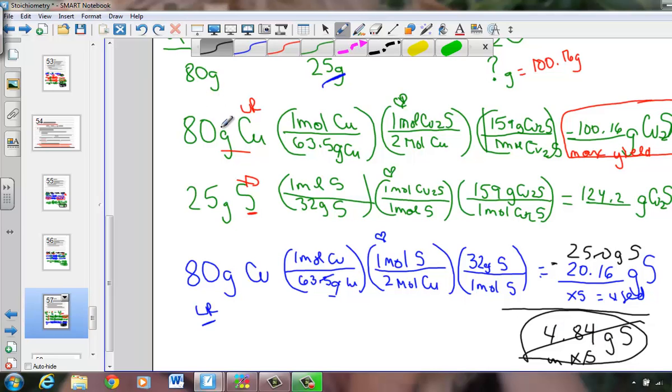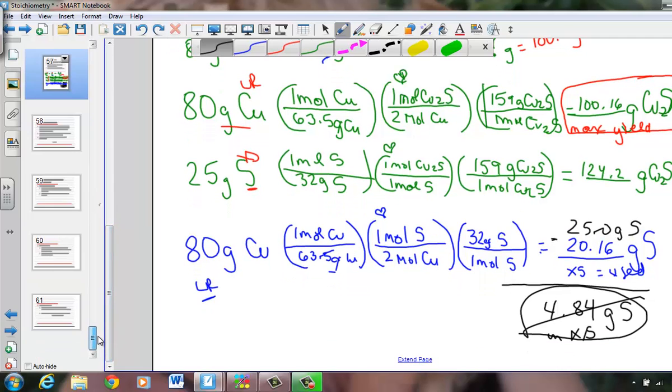There is no limiting reagent left over. The definition says it's gone. When it runs out, I stop the production. I can only make 100.16 grams of product because now the copper is gone. Of the 25 grams of the other reactant I started with, the reaction consumed 20.16 grams of it, leaving me an extra amount of 4.84 grams of sulfur. That's a good one. Lots to think about when we do limiting and excess reagents.